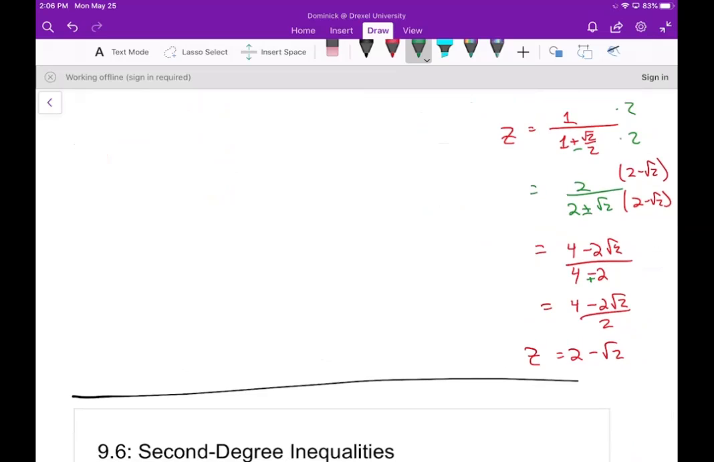Right, so we get either 2 minus square root of 2, or, if I were to take the subtraction one, I would get 4 plus 2 square root of 2 over 6, so I get 2 over 3 plus 1/3 square root of 2. So those are my two answers.